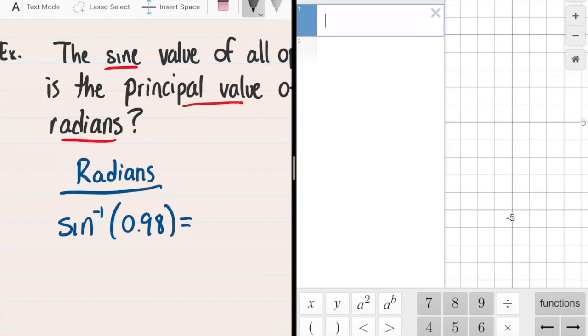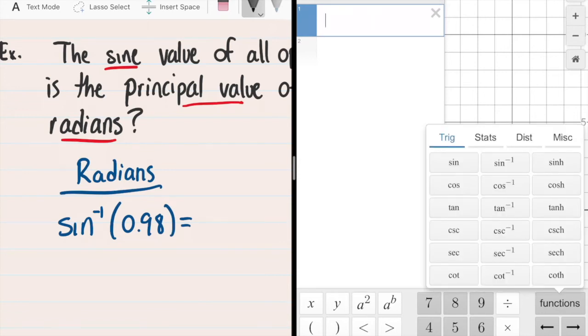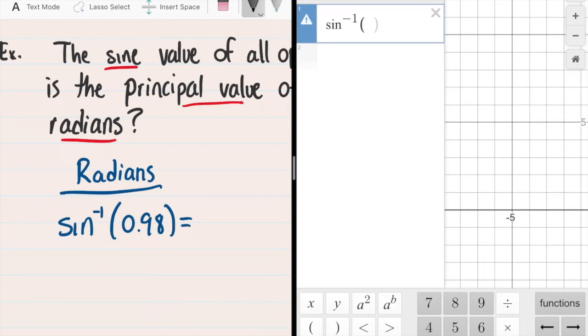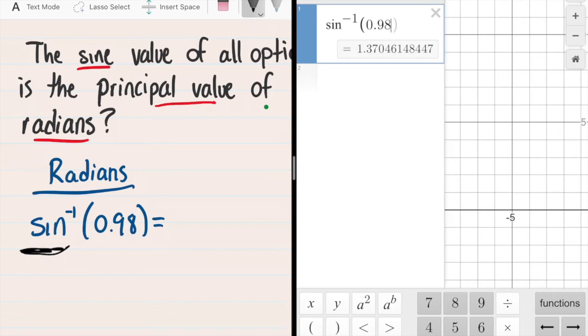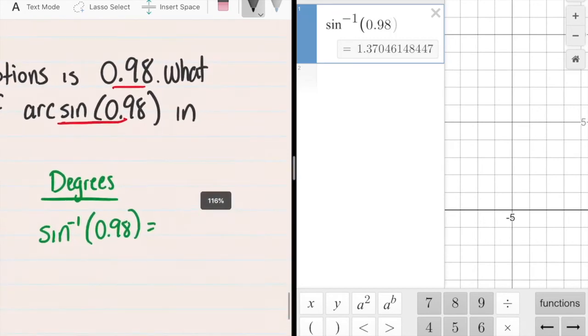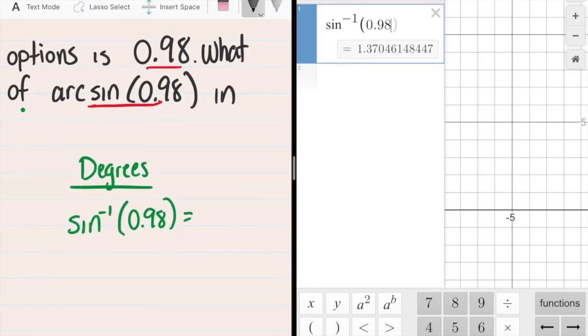Once you have that, guys, we're going to go where it says functions right here. And you see the sine negative 1 right there. That means you're in the sine negative 1. You have it right there. And in the parentheses, all you type is 0.98. And that's going to be your answer. In radians, the inverse sine of 0.98 is 1.37. Round off to the next two digits. That should be it.